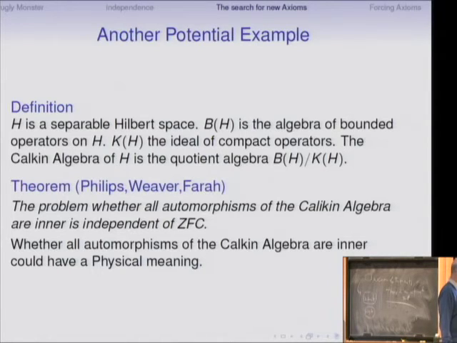This problem is independent, shown by Phillips, Weaver, and Farah. Phillips and Weaver showed one direction, and Farah showed the other direction. It's independent of set theory. Now, that touches on things which are relevant to physical models, which, again, I'm not saying has physical meaning, but it potentially can give you a nicer, smoother physical theory if you assume one direction rather than another. By the way, this is an example where the continuum hypothesis gives you the bad example, that there are pathological automorphisms which are not inner. On the other hand, some of the axioms we'll talk about in a short while give you that all automorphisms are inner, a kind of smoother or nicer direction. So, a very wild shot.